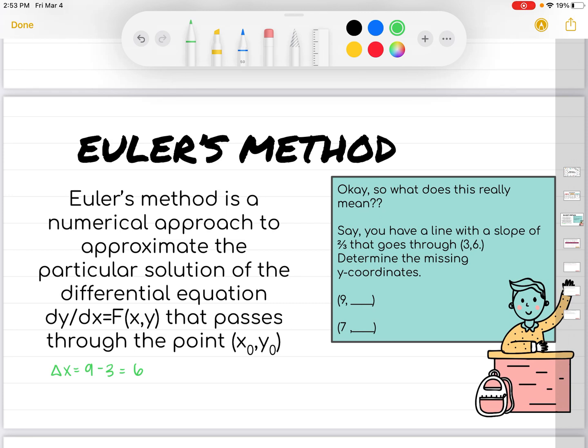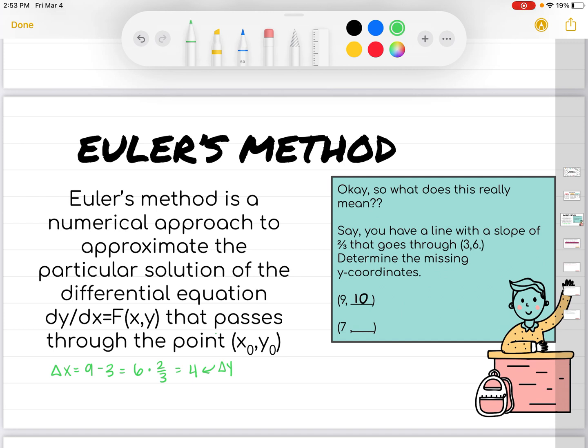So if I'm moving 6 times to the right, that means I'm going up 2/3 6 times. So I can just multiply 6 by 2/3 to get my change in y, which would be 4. So that represents how much my y values are increasing from when x is 3 to when x is 9. And then if I know my change in y is 4, I can just add that to the y value of 6 from my original point to get my new y value of 10.